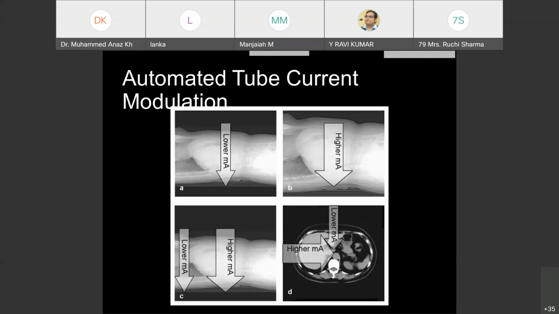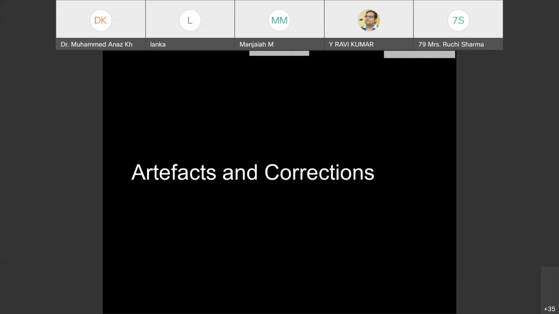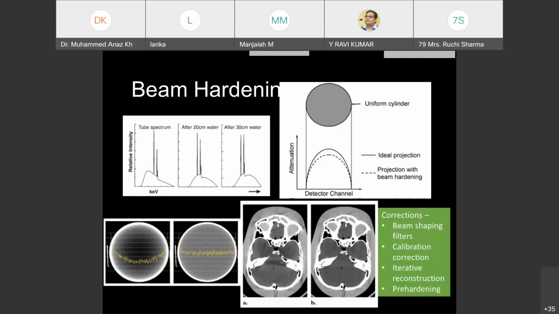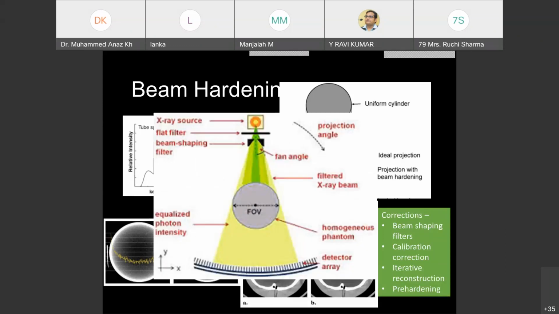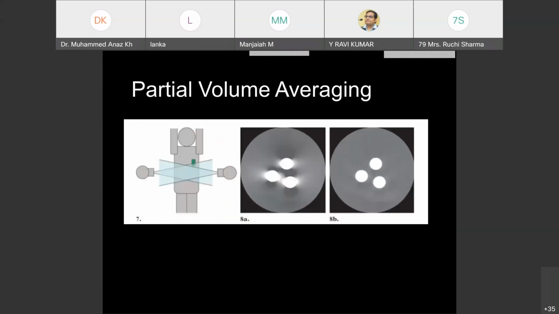And then here we have automated tube current modulation. This is normally used in the case of, say, automated partial volume averaging.